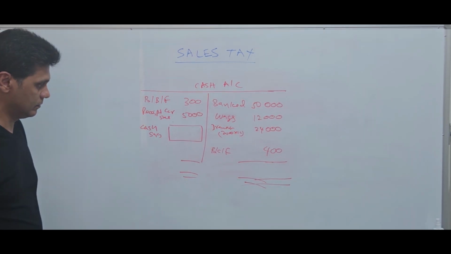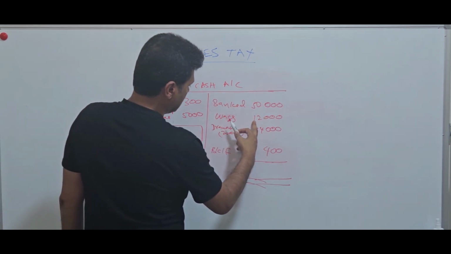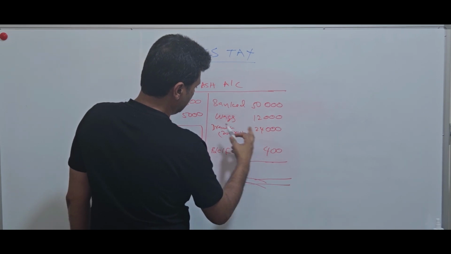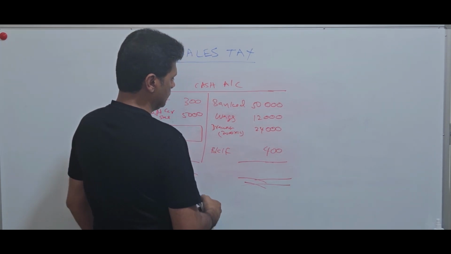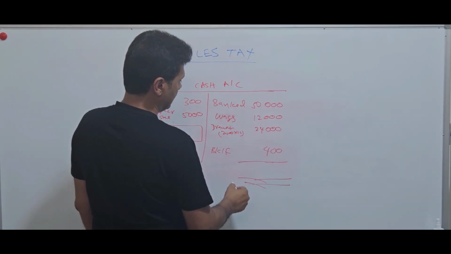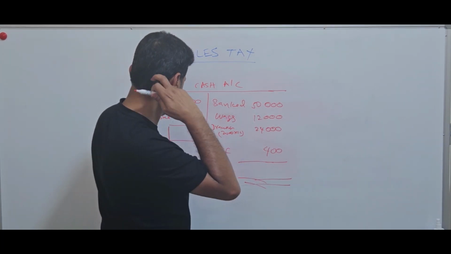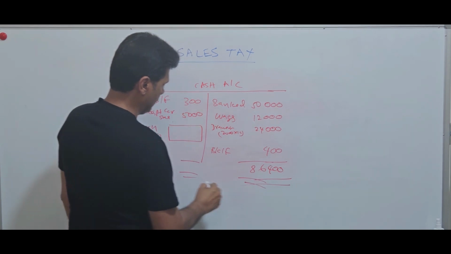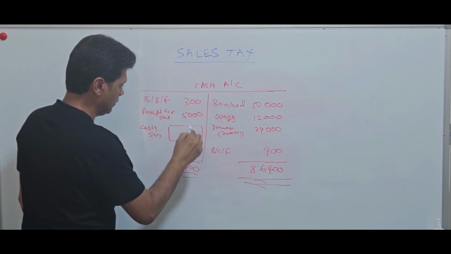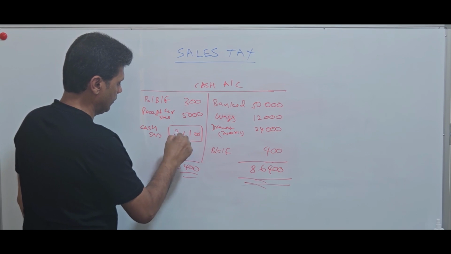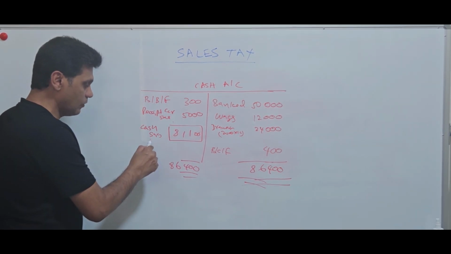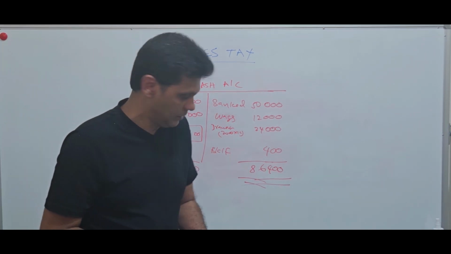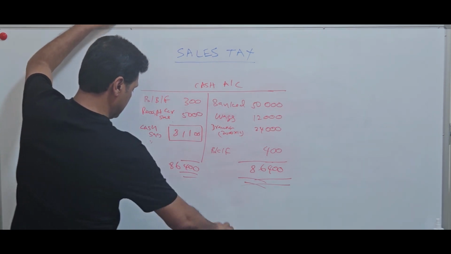Now, how much is your cash sales excluding that? Find out. So here 50,000, 62,000, 72,000, 76,000, 78,000. Sorry, 5, 6, 7, 8. 90,000. Sorry, 400 here. 81,100. Okay, so this is going to be the cash sales. Understood?